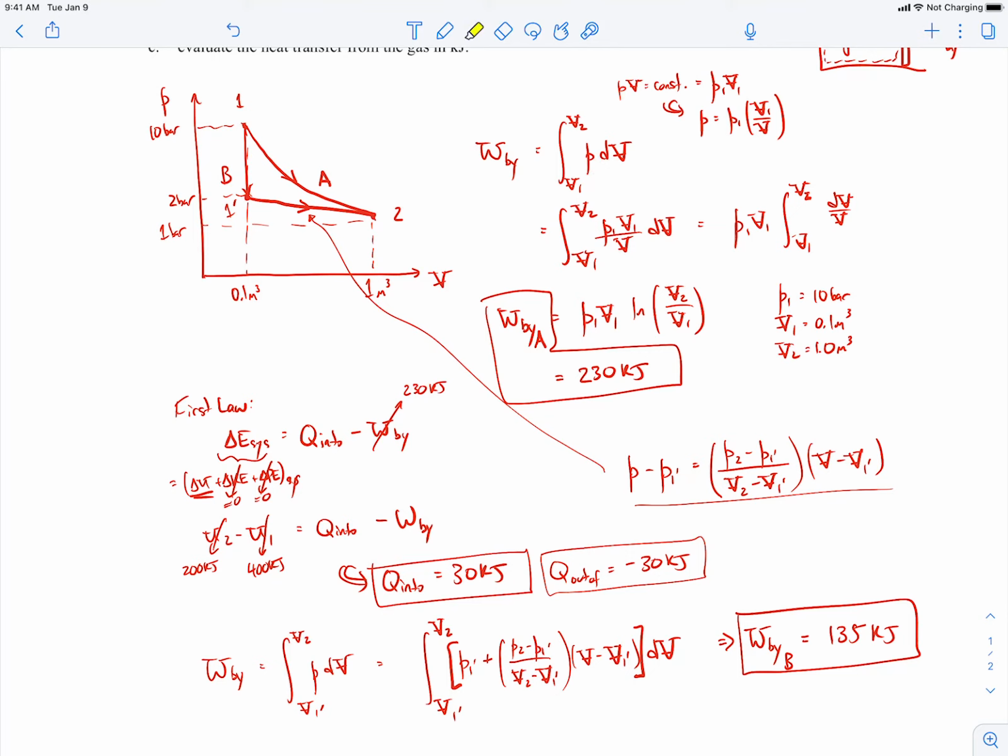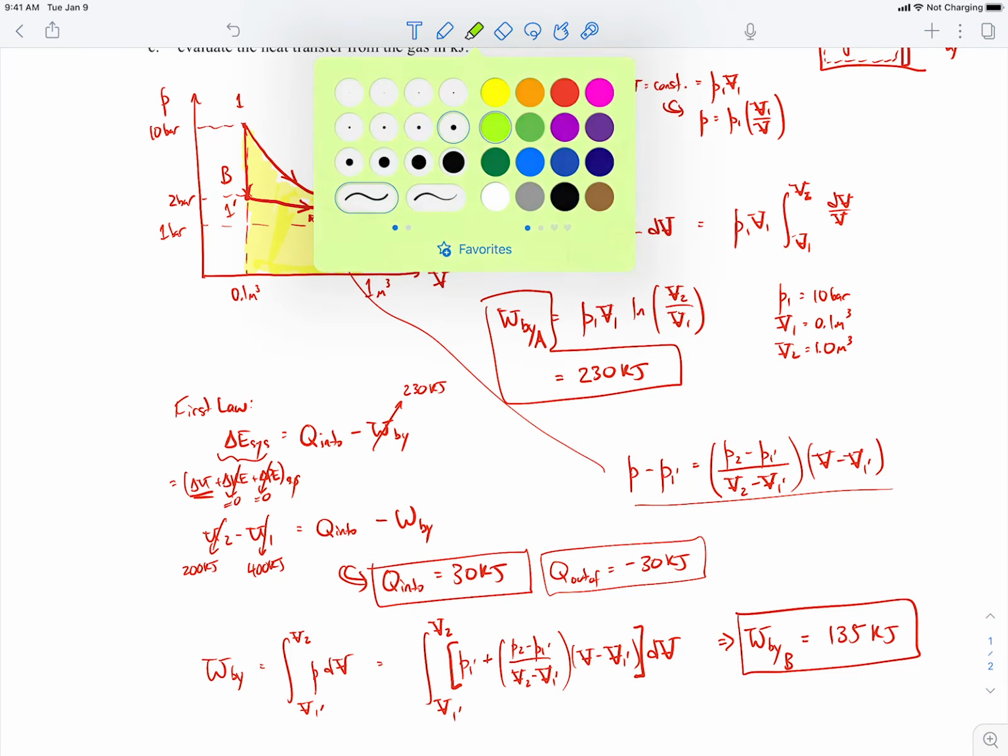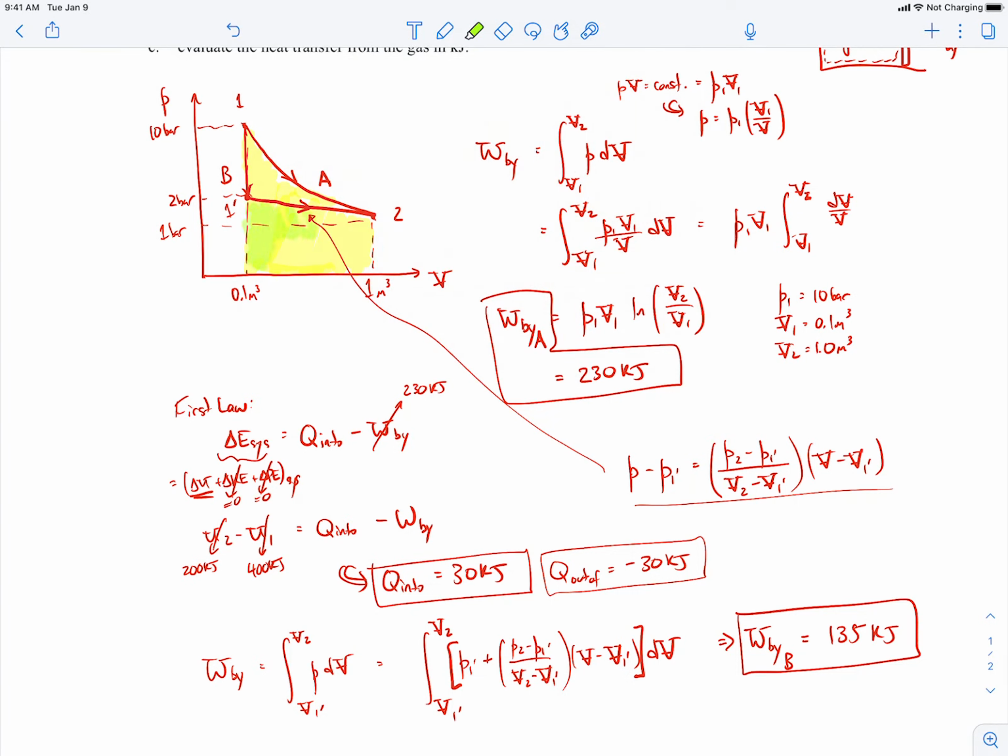So you can see, let me highlight it in yellow. Here's the amount of work done following path A. So that yellow area corresponds to this 230 kilojoules. But for path B, it's the area under this curve, which would just be this part that I'm going to highlight in green. So it's just this part. So the green curve has less area compared to the yellow area, and you can see that's also reflected here, that the work is smaller than what we calculated for process A. So it all is consistent.